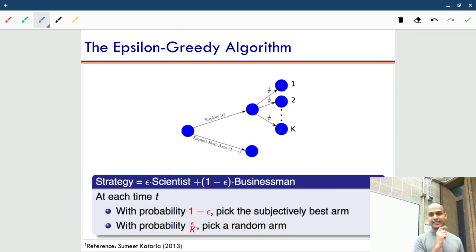Okay, so let's look at the first strategy. Non-trivial strategy. It's called the epsilon greedy algorithm. And it's pretty simple. It's as follows. Let's say, think of epsilon as like 0.5, some number. And my strategy is going to be, with 0.5 probability, I'm going to pick any of the websites at random to show it to people.